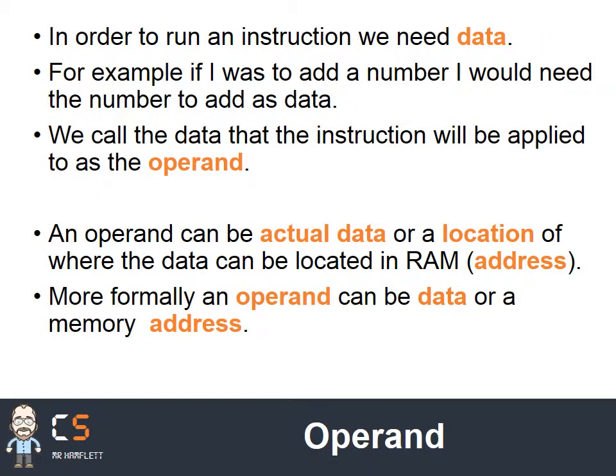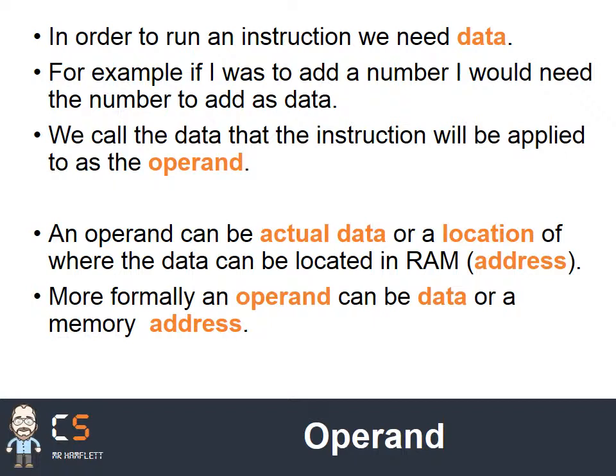The operand, on the other hand, is the data the instruction needs to run. Now, if I was going to add a number, I need to know that I want to do add, so that's going to be the opcode, and then the data I want to add, so the number I want to add, will be the operand. So we call the data part of the instruction the operand, so it always has to be there.